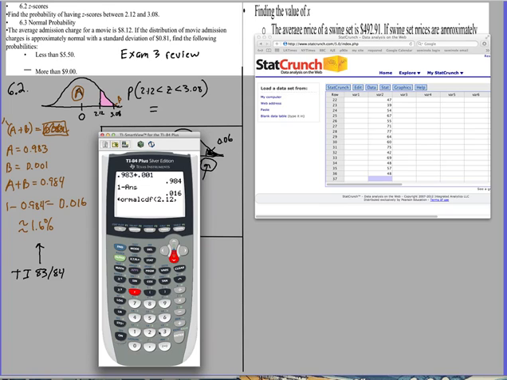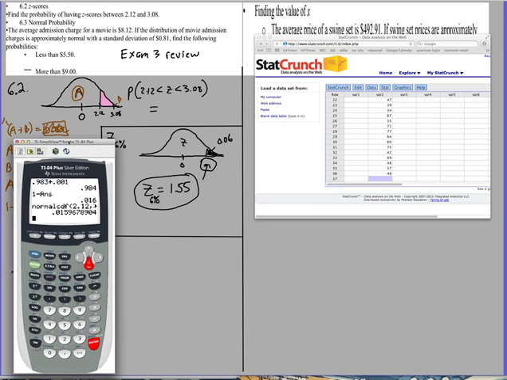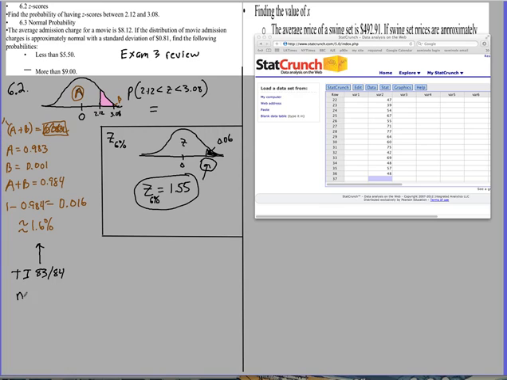2.12 comma 3.08. The reason I don't have to put anything past this is because the calculator is programmed for a mean of 0 and a standard deviation of 1. If you round this to 3 decimals, you get the same thing. So that's how you do it there. You would just do normalcdf, put in your first bound, put in your second bound. That's just another way to do it.